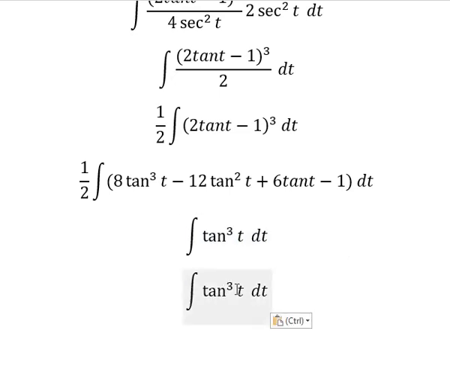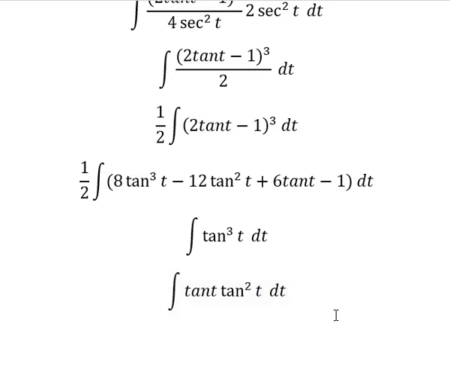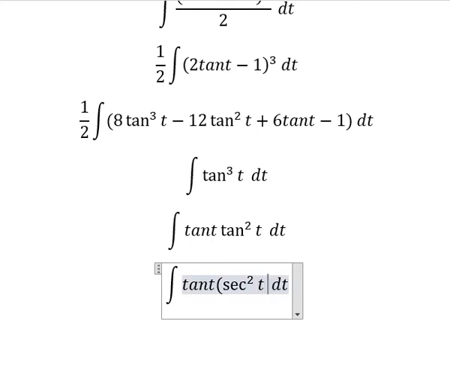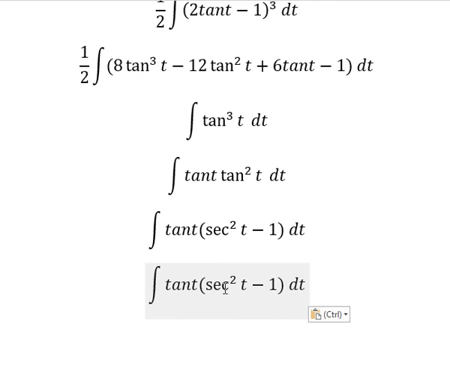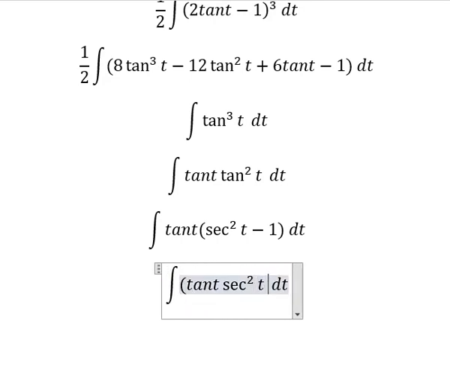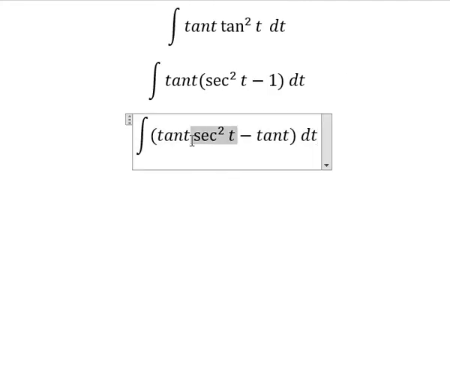We know that tan t to the power of 3 is tan t multiplied by tan t squared. About tan t squared, that is secant of t squared minus 1. So tan t multiplied by secant of t squared minus 1, and number 1. Now I will concentrate on this one.